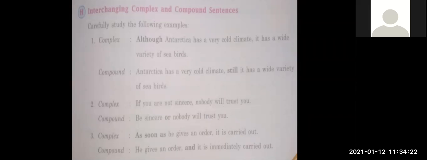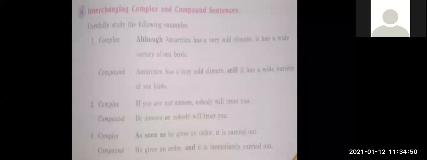But when you convert it into a compound sentence, you just need to split it and join it with a coordinating conjunction. Antarctica has a very cold climate, you have removed "although", then you write comma, then "still", a coordinating conjunction. Still, it has a wide variety of sea words, right? So you have used "still", a coordinating conjunction, which shows it is a compound sentence.